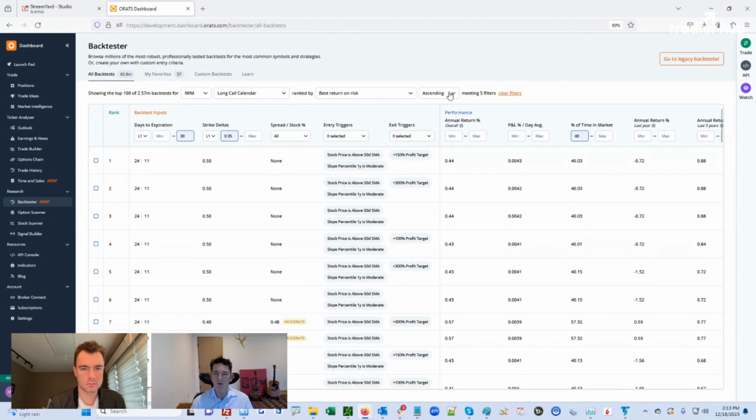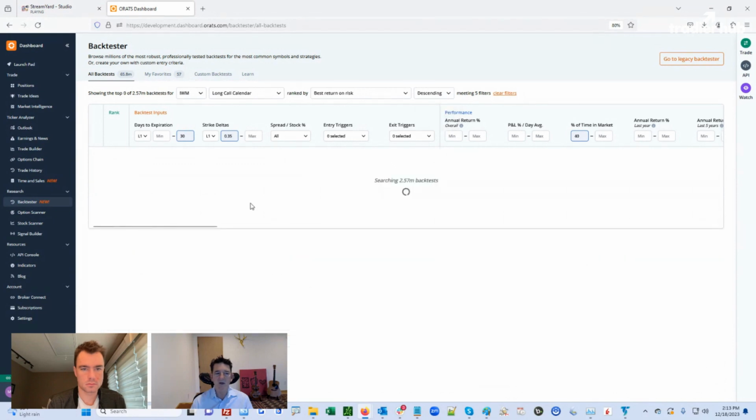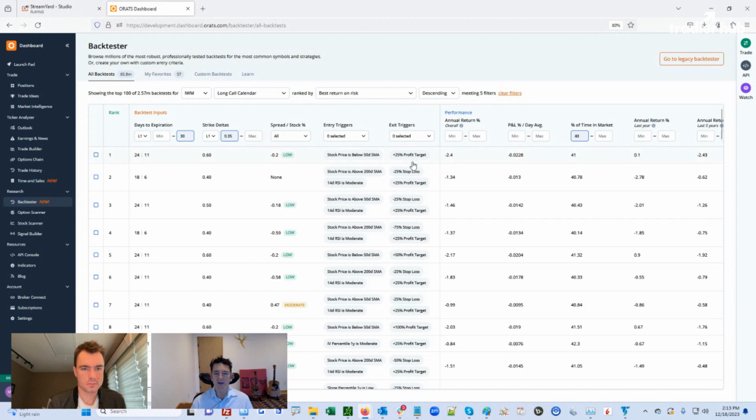So let's look at the worst ones. These are the worst performing IWM call calendars. And what you're going to see is it's too tight, meaning they're getting out too quickly and they're having stop losses. So these are all bad. You don't want to get out of these calendars too quickly. So to answer your question, maybe we'll set a 150 or 200.